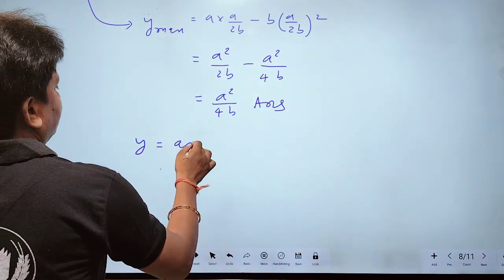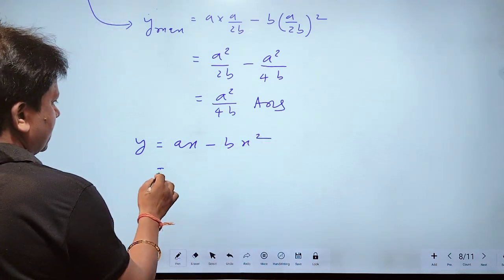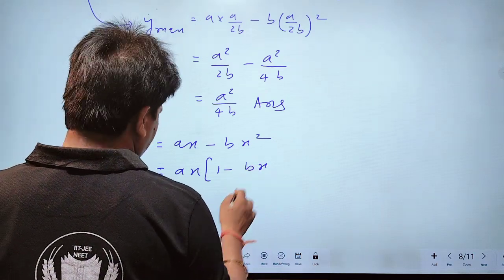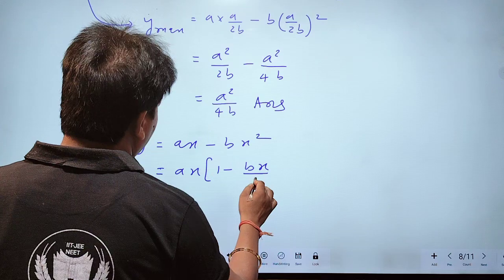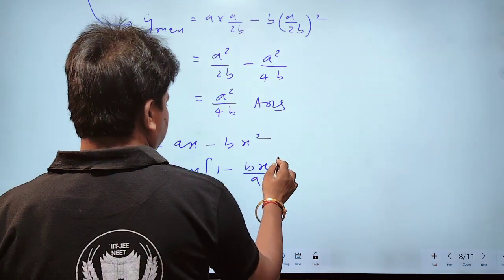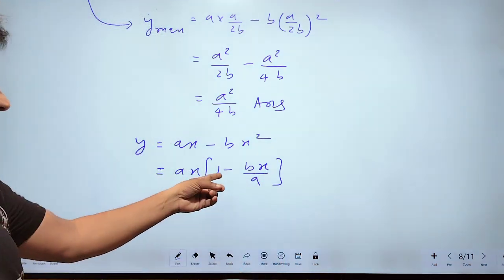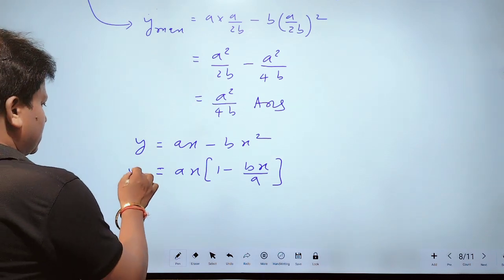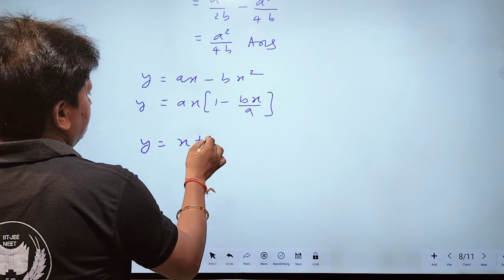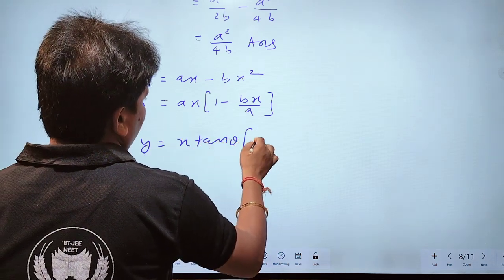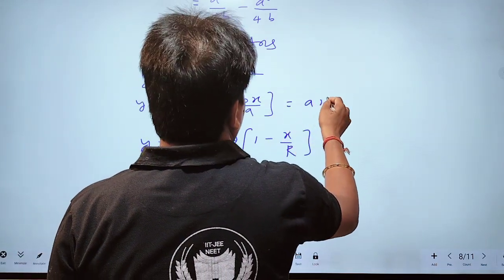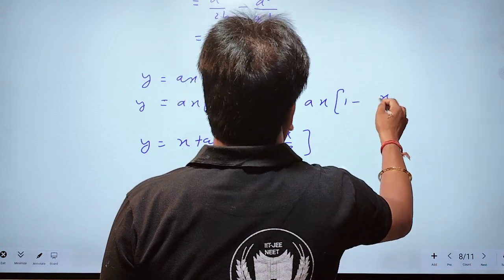Y is equal to x minus bx square. This can be written as x into 1 minus bx by a. This can be written in this form. A standard equation is y is equal to x tan theta into 1 minus x by r. Here it can be written as 1 minus x upon a by b.